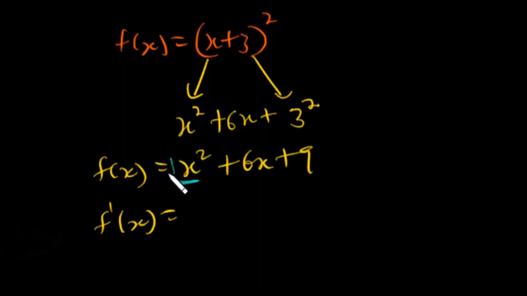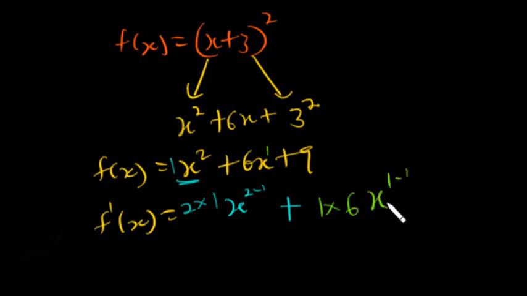So if you pull 2 down, we will have 2 times 1, and we have x, then you subtract 1 from the 2, so that is what we have here. And 6x, that is 6x to the power 1. You pull the 1 down, we have 1 times 6, and when you subtract 1 from 1, you have 0 over there.